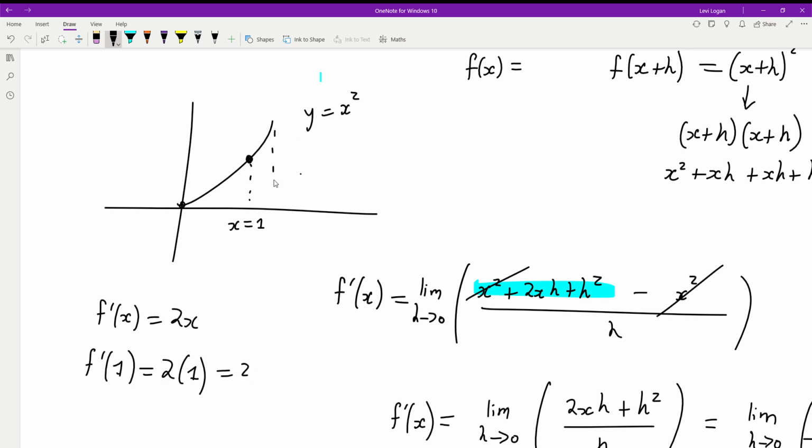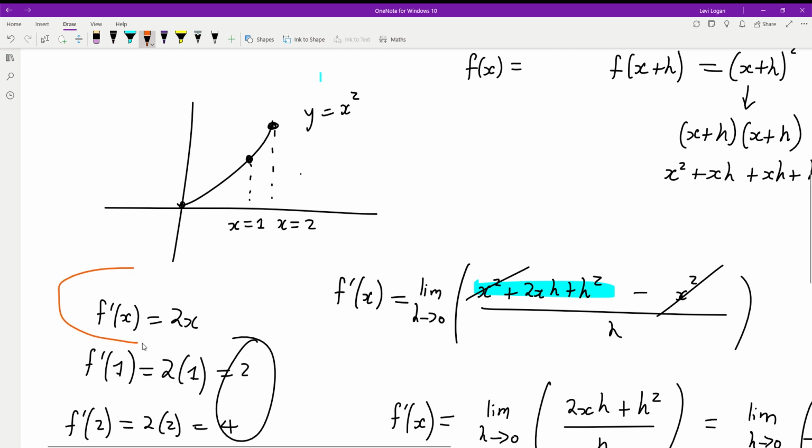If I want the steepness at this point, let's say x equals 2, I can see this point's going to be steeper, so I'm expecting a larger number. So I'll go f dash of 2. That gives me 2 times 2, which is 4, which makes sense. So whatever number you put into f dash gives you the steepness at that instantaneous point on our curve.